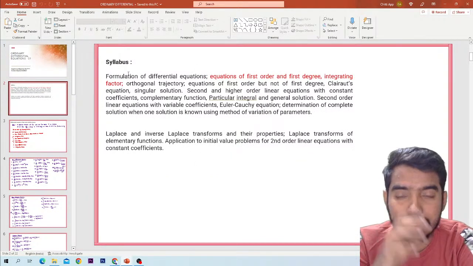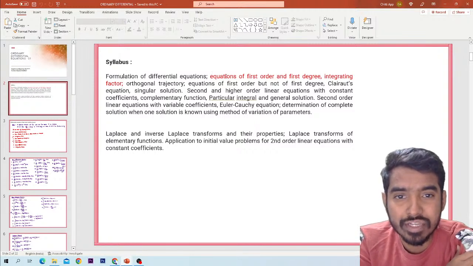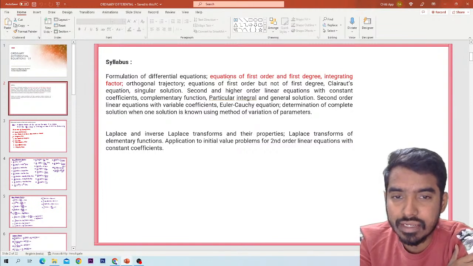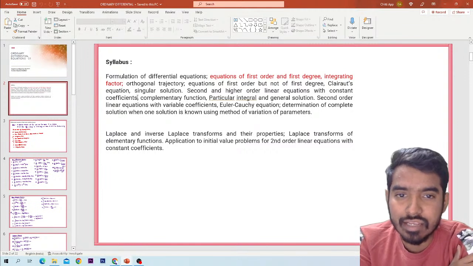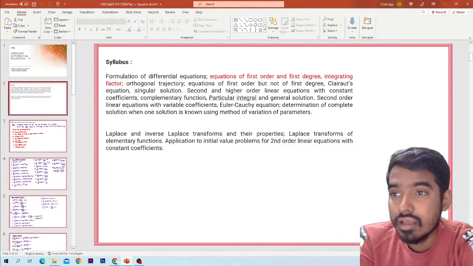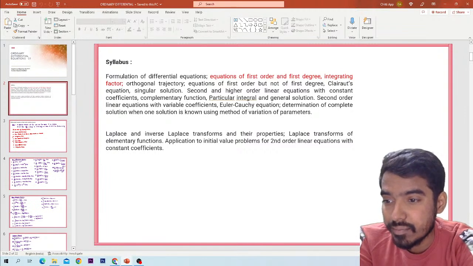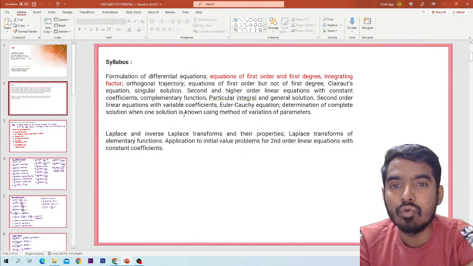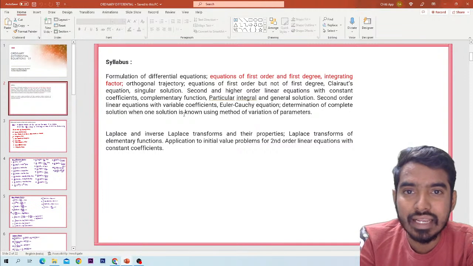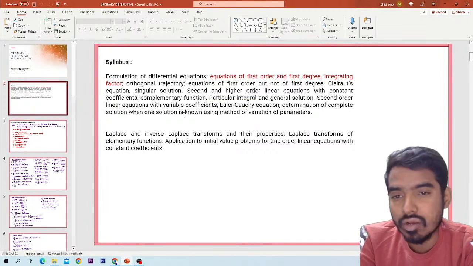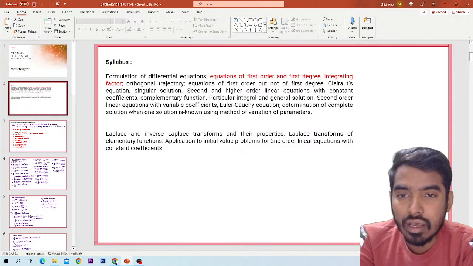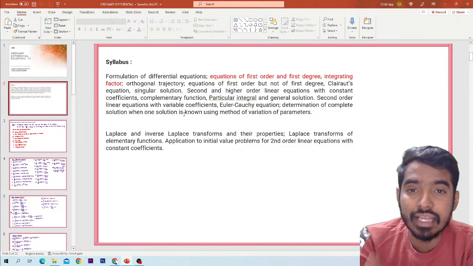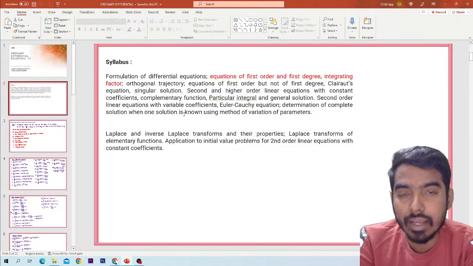In this syllabus, we started with the first topic, which is formation of differential equations. We have completed this topic. Then equations of first order and first degree, integrating factors. There are many methods to solve differential equations of first order and first degree: variable separable method, homogeneous, linear differential, exact differential, and so on. From lecture number 1 to lecture number 13, we have completed this topic.